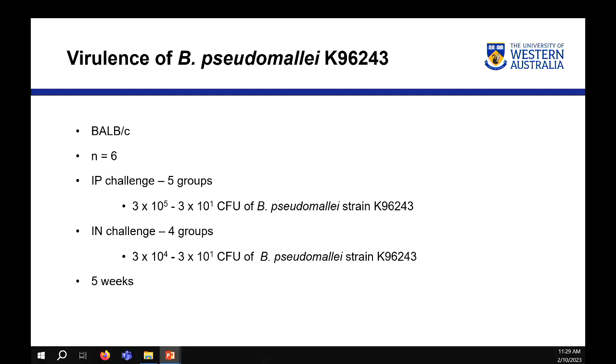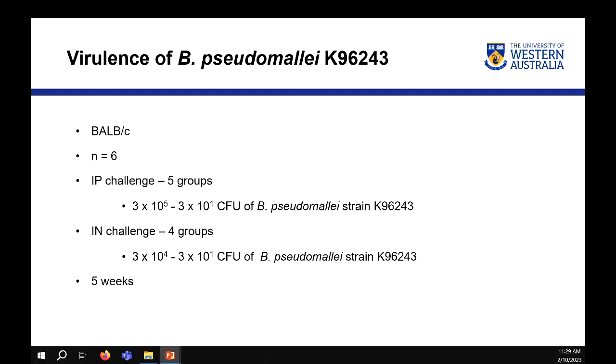So the next thing we wanted to do was look at the virulence of K96, strain K96, which is what we're going to use to challenge for our drug discovery study. So what we wanted to know from this experiment was what dose should we use to get an effective challenge. So we used BALB/cs, N equals 6 in each group, and we did IP and intranasal challenge, but with differing levels of CFUs of K96.